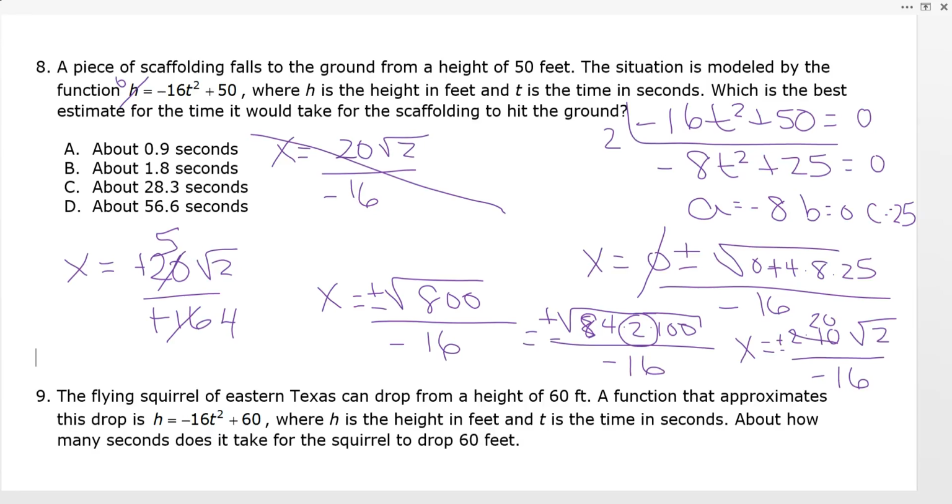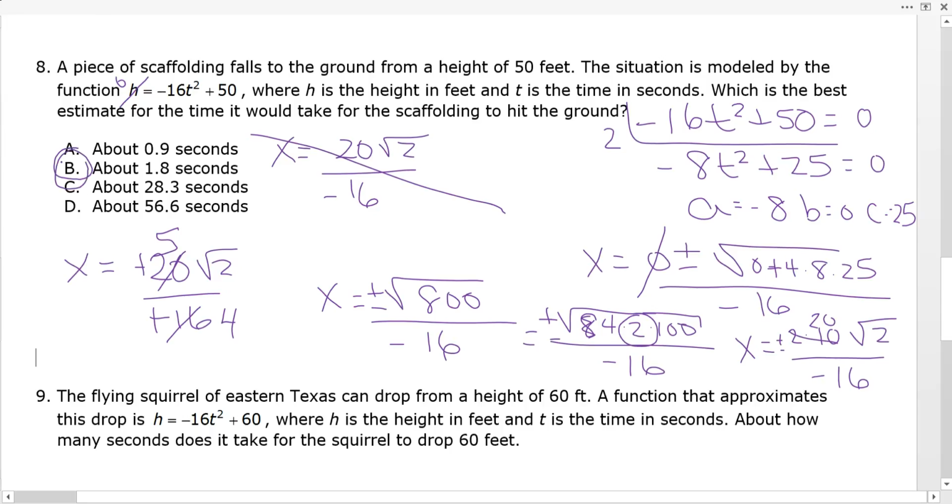1.25, and I have a square root of 10, which is 1 point something, square root of 2, which is going to leave me somewhere around B for my answer. The other ones are so far off, C and D, not even possible. So there you have it.